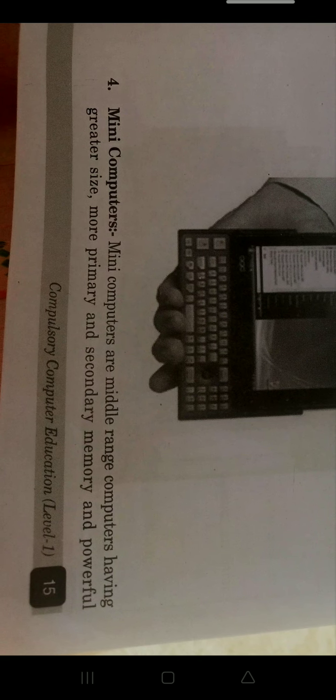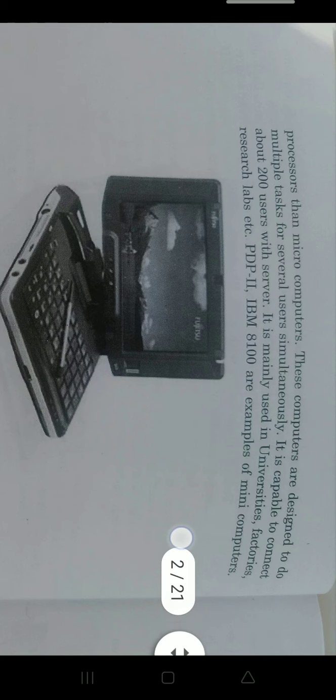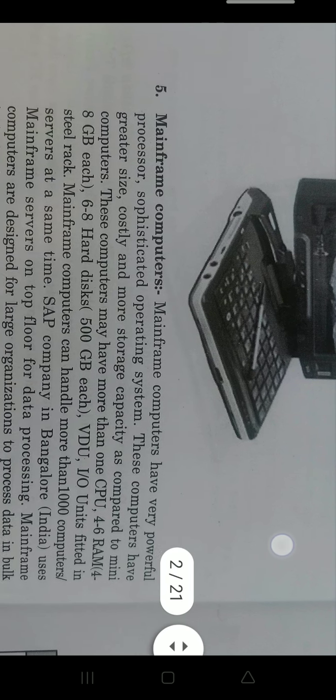Now, second is our minicomputer. Minicomputers are middle range computers having greater size, more primary and secondary memory and a more powerful processor than microcomputers. These computers are designed to do multiple tasks of several users simultaneously. It is capable of connecting around 200 users with a server. IBM 8100 is an example of a minicomputer.